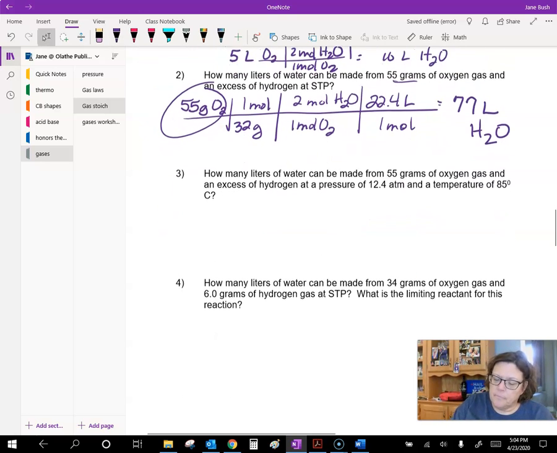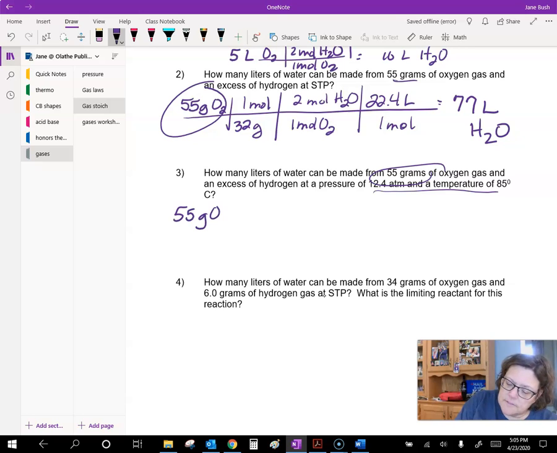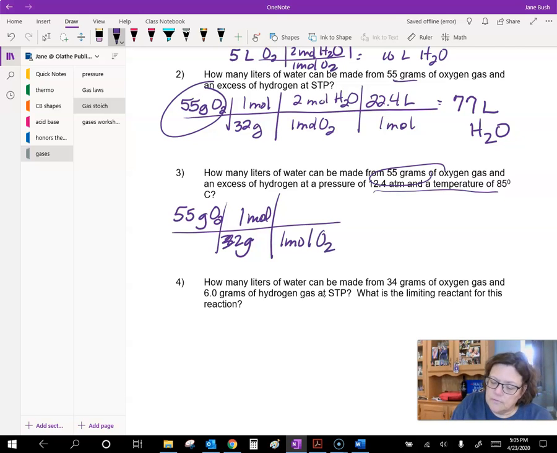All right, number 3, this time we've got some different information. And we're starting once again with grams. 55 grams of oxygen, 32 grams and 1 mole. 1 mole of oxygen. We're solving for water. 2 moles of water.